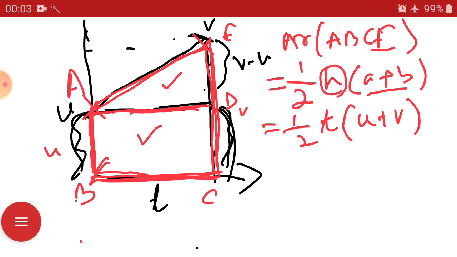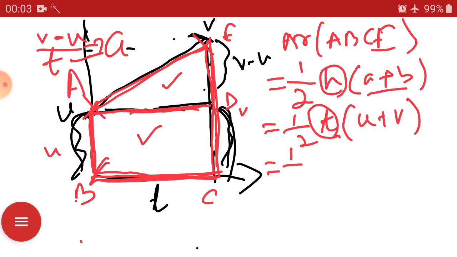Clear? Now from the concept of acceleration we can replace this t. How will you replace it? Because we know that (v minus u) by t is equal to a, the definition of acceleration, or t is equal to, just cross multiply, (v minus u) by a. So we will replace it: half into t, I will write as (v minus u) by a, I just cross multiplied, and u plus v, or I will write v plus u. u plus v is the same as v plus u.